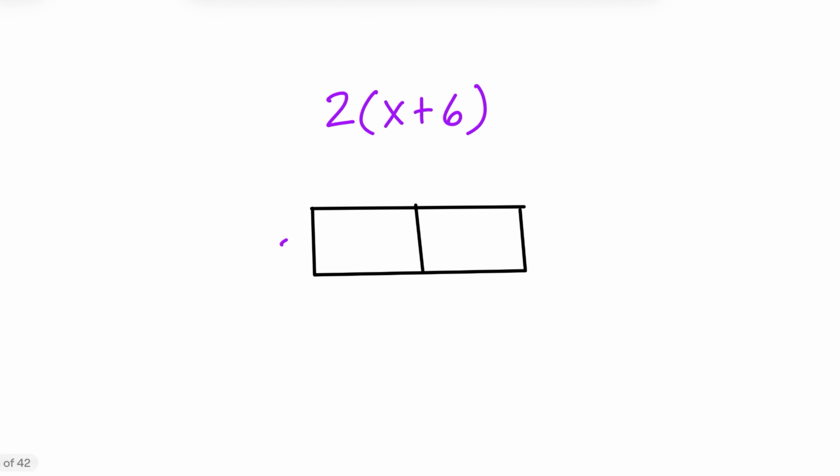We're going to use an array method now. Put the 2 in front and x plus 6 above it. Multiply to get 2x. Multiply to get 12. The answer is what's inside the array, 2x plus 12.